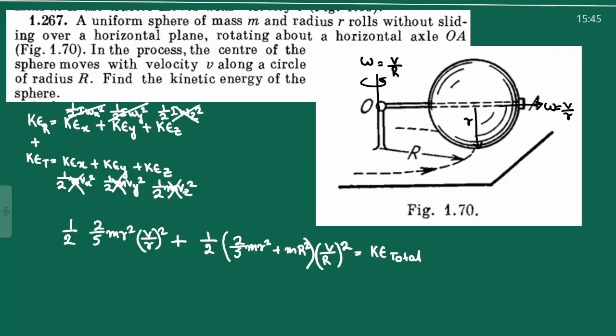Now let me simplify this. v by r whole square is v square by r square, so let me cancel this r square and r square. What else can I cancel? This v by R whole square can be written as v square by capital R square, and let's divide this r square inside. So this will be m, and this will be small r square divided by capital R square. What I'm doing is dividing this by r square.